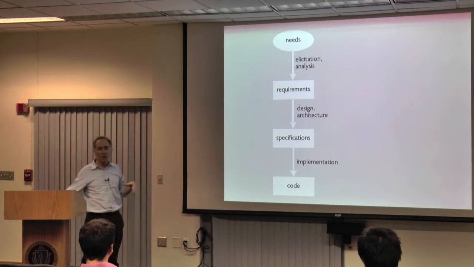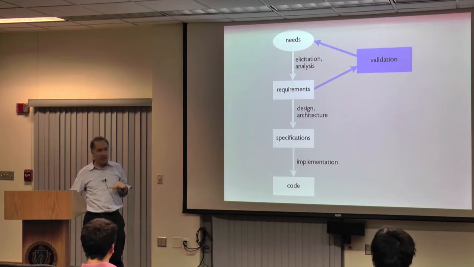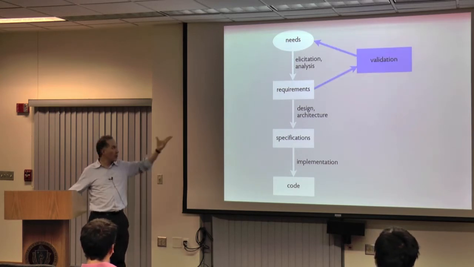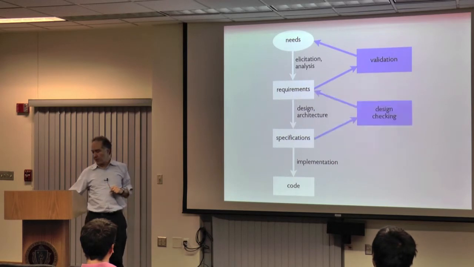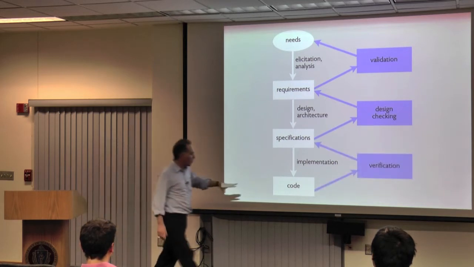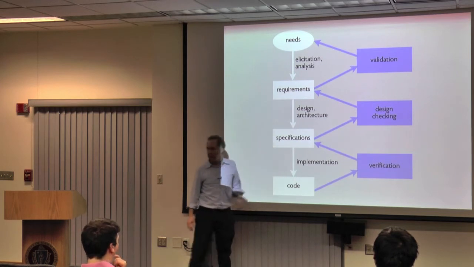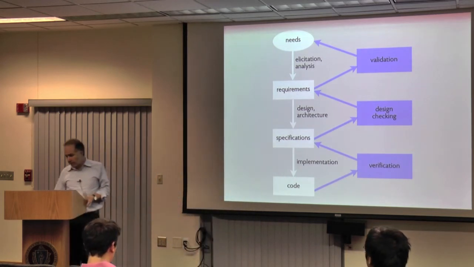And then we have ways of talking about checking that each of these steps was actually a sound step. So we use the term validation typically to talk about whether or not your requirements actually corresponded to the needs. Perhaps design checking. I'm actually not sure whether there's a standard term for that. Sometimes verification. But verification is most commonly used to talk about the relationship between these things. Okay?